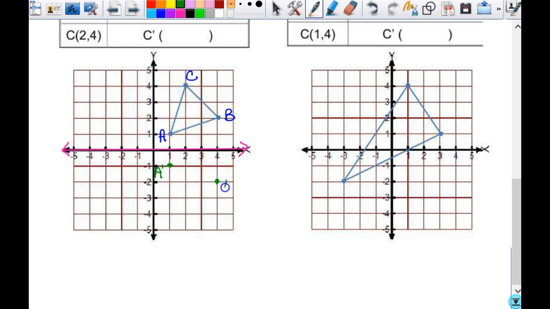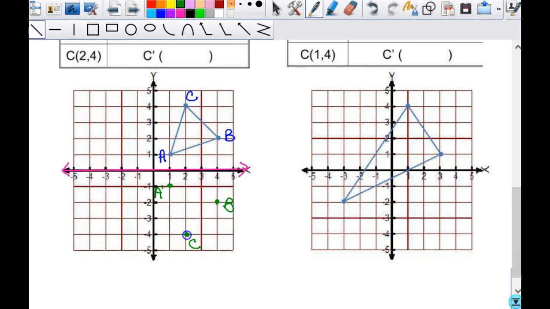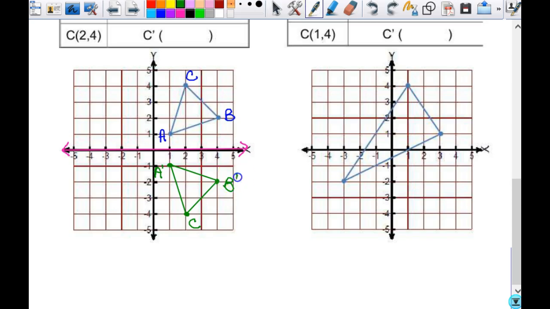B prime is here. C prime is here. Then you use a straight edge of some sort and connect those to get your new triangle. And I missed the prime on these, B prime and C prime.